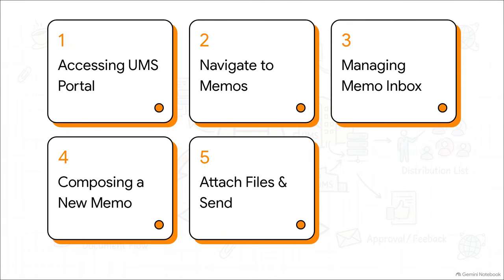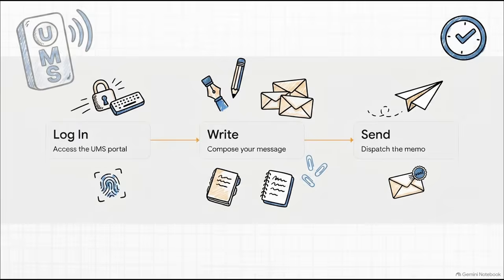Okay, let's dive into this. For today's explainer, our roadmap is accessing the UMS portal, navigating to Office memos, managing your memo inbox, composing a new memo, and finally, attaching files and sending. And honestly, despite all the robust features we're about to explore, the whole shebang really just boils down to 3 intuitive steps. Step 1, log in. Step 2, write. Step 3, send. It is literally that straightforward.